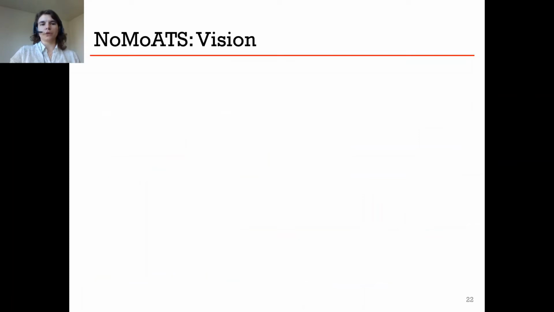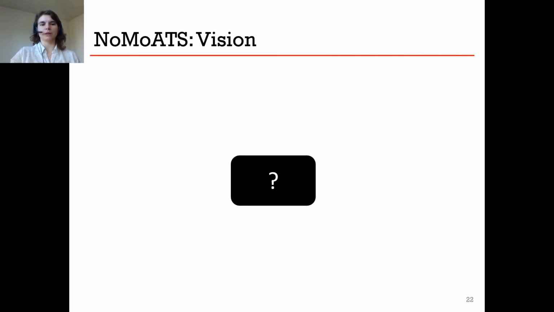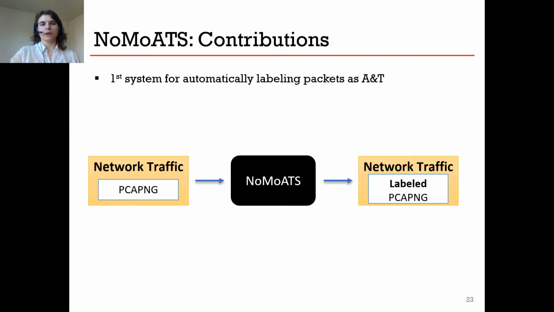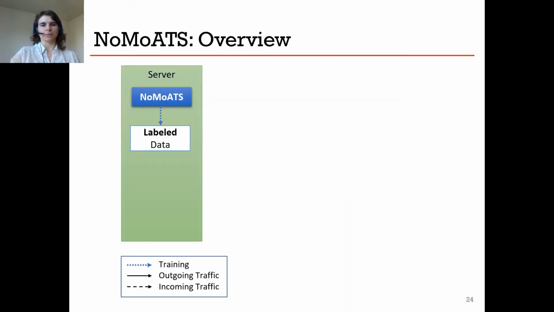So our vision for NoMoATS was as follows. We wanted to have some black box that, given network traffic, would spit out that same network traffic with labels. This is the main contribution of NoMoATS. It is the first system for automatically labeling packets as being destined to advertising and tracking services. The labels can then be used to train NoMoATS-like machine learning classifiers, as I show you here next.